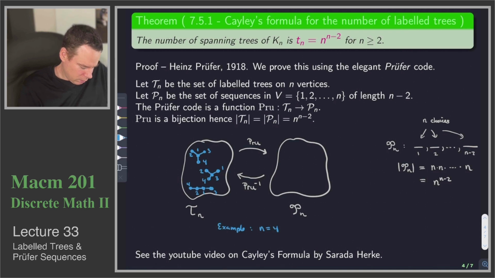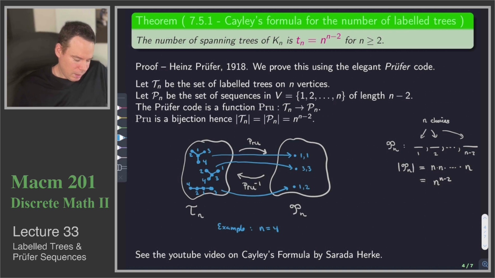And what the Prüfer code does is it takes a tree in and it returns a word. In this case, the word it returns is 1, 1. I'll use commas to separate them. So it's 1, 1. This tree would get mapped to the word 3, 3, or the code, as we're going to call it, 3, 3. This one is going to get mapped to 1, 2. I haven't told you how I'm getting these codes yet. That's what we're going to do on the next slide.